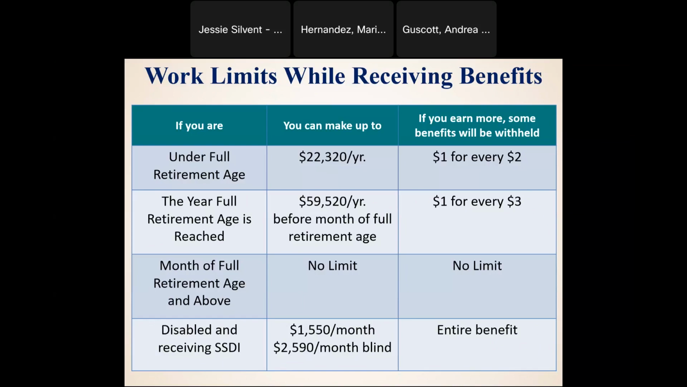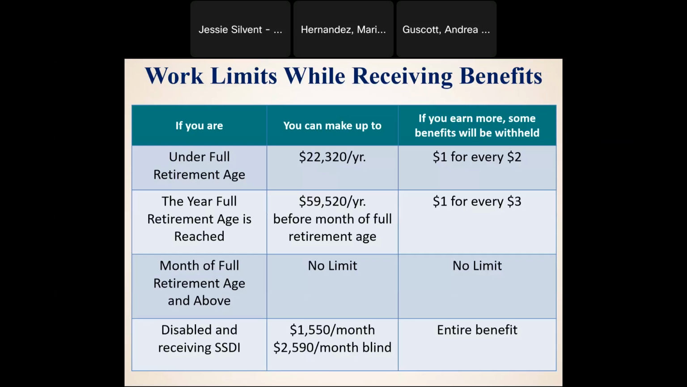And SSA will ask a person who is filing for benefits for the first time if they're working, and if so, what they expect to earn for the year. And if they anticipate earning over the yearly limit, SSA will withhold benefits up front to prevent an overpayment from occurring.